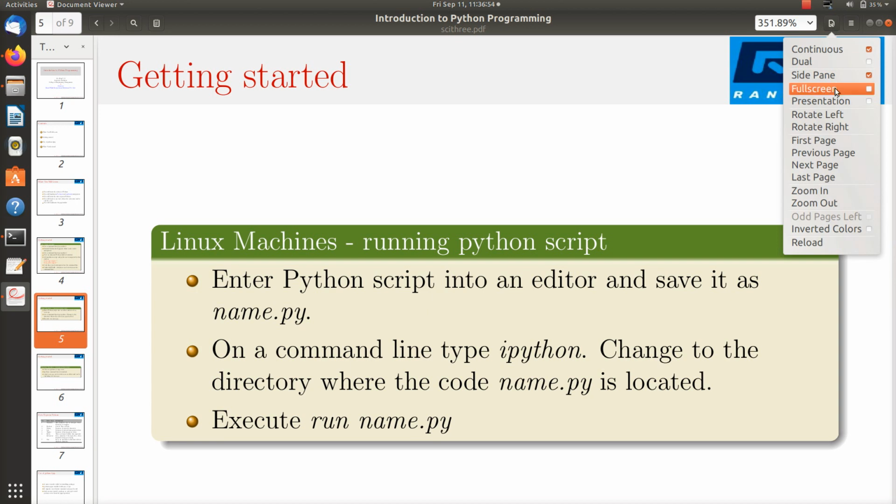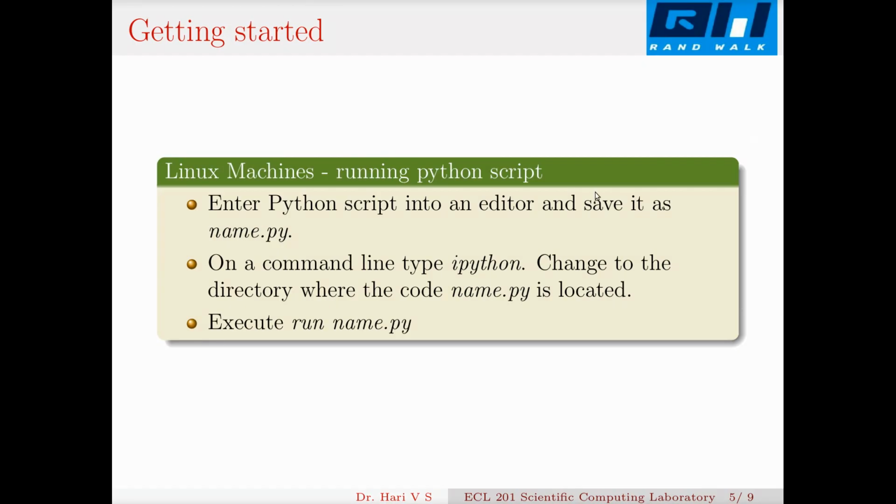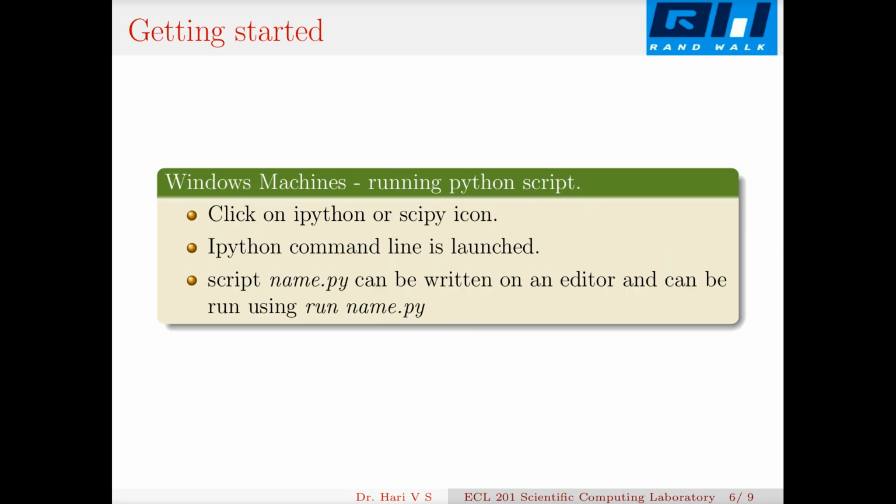So this is how you run the code in an editor. You type the code in an editor, save it as name.py, and run it with the execution command run name.py in an IPython environment. On a Windows machine, you click on an icon. If you install Anaconda, you have Python, IPython, etc. There are some built-in editors for the Anaconda distribution. You can run like this, or using run file name.py.